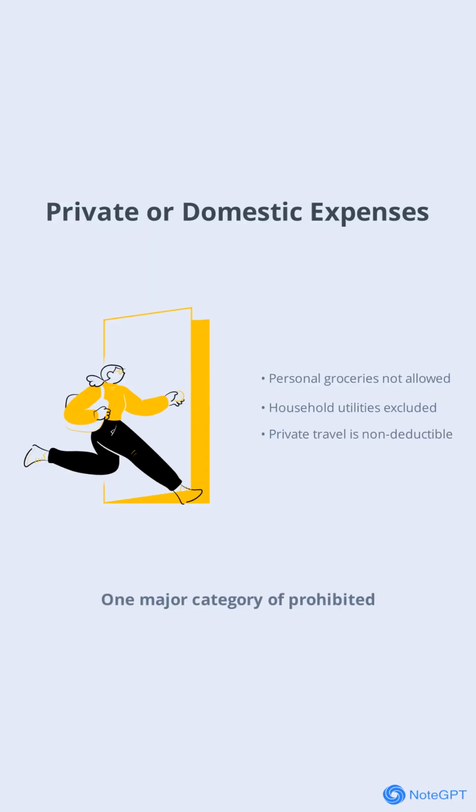One major category of prohibited expenses is private or domestic expenses. These are personal or family costs that have nothing to do with your business. Think of personal groceries, household utilities, or private travel. Even if you're a business owner, you can't claim these as business expenses. The law draws a clear line between personal and business spending to avoid misuse.